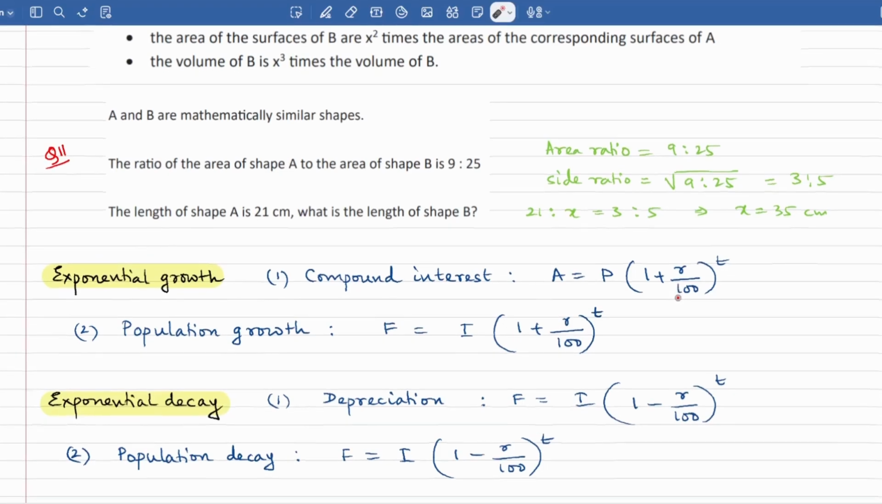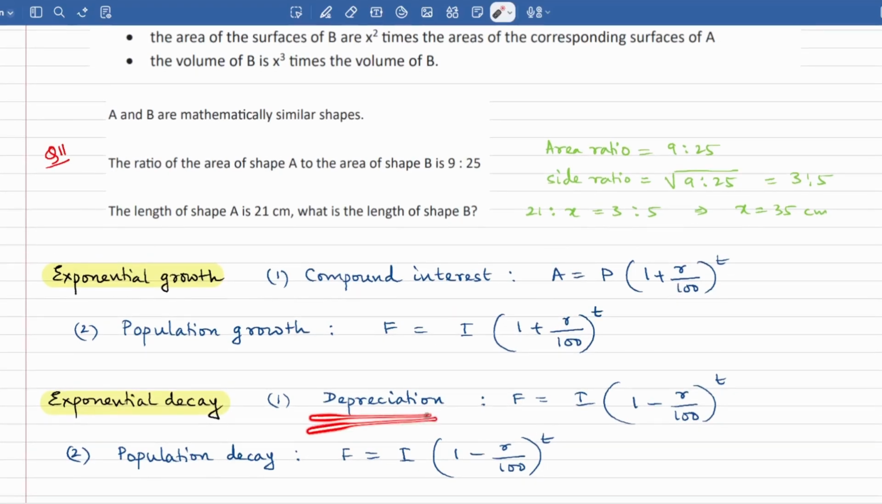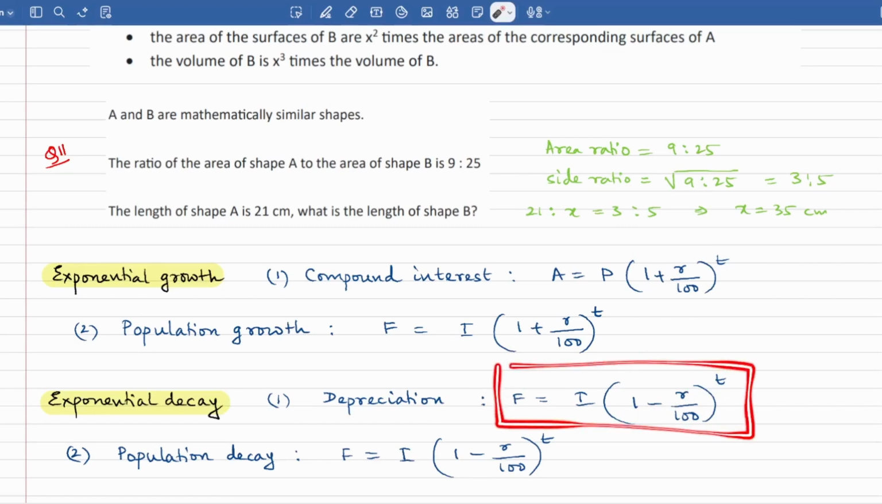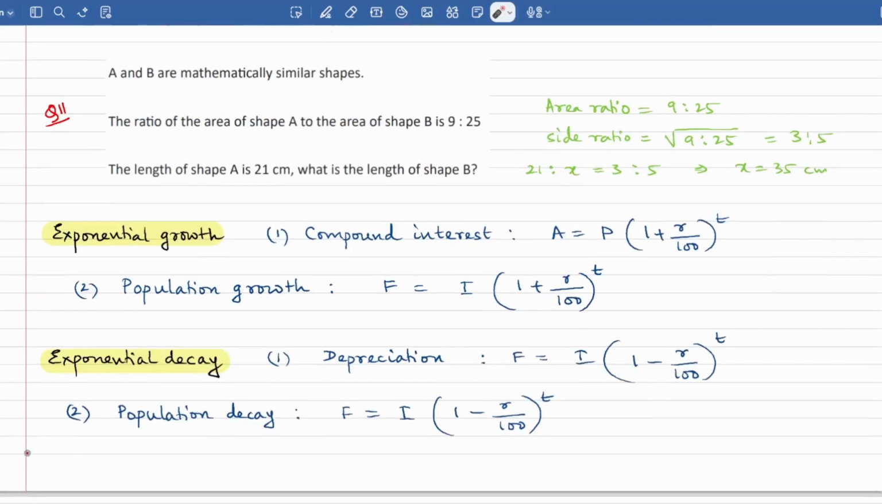Okay. Exponential decay is mostly used in depreciation. So the final value is initial value into 1 minus R by 100 to the power T. This is the final depreciated value. Be very aware, this is not the amount of depreciation that has occurred. To figure out the amount of depreciation, subtract the final value from the initial value. For population decay also, we use the same formula as depreciation. Final value is equal to initial value into 1 minus R by 100 to the power T.